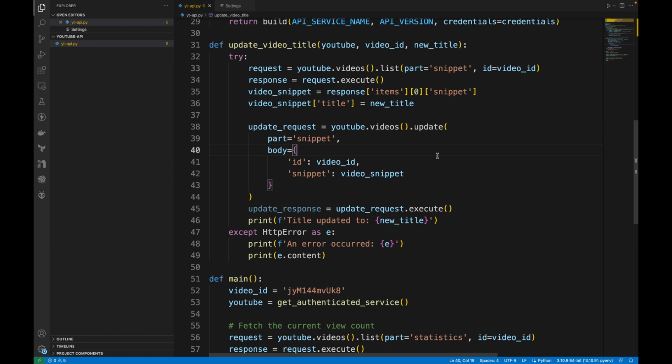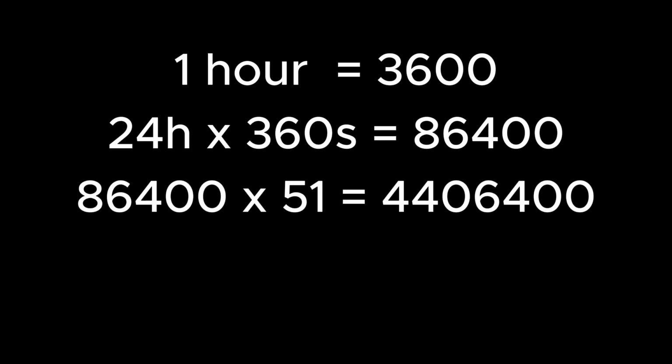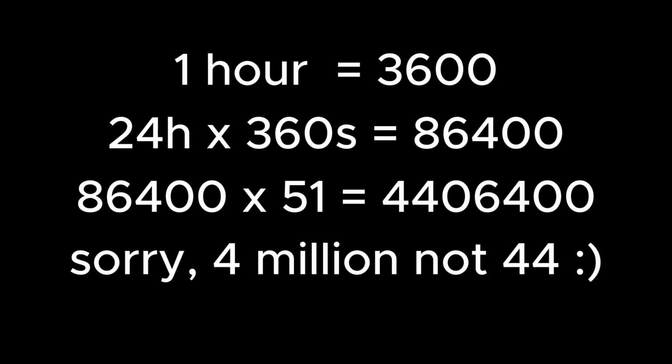If we want to update this video every second, we have to multiply 24 hours by 60 by 60 seconds. So it's going to be 86,400 times. Basically, this is the number of times our script should run, and we have to multiply it by 51 units. So it's going to be more than 4 million, right? Basically, this is a lot. This number definitely exceeds the default quota.